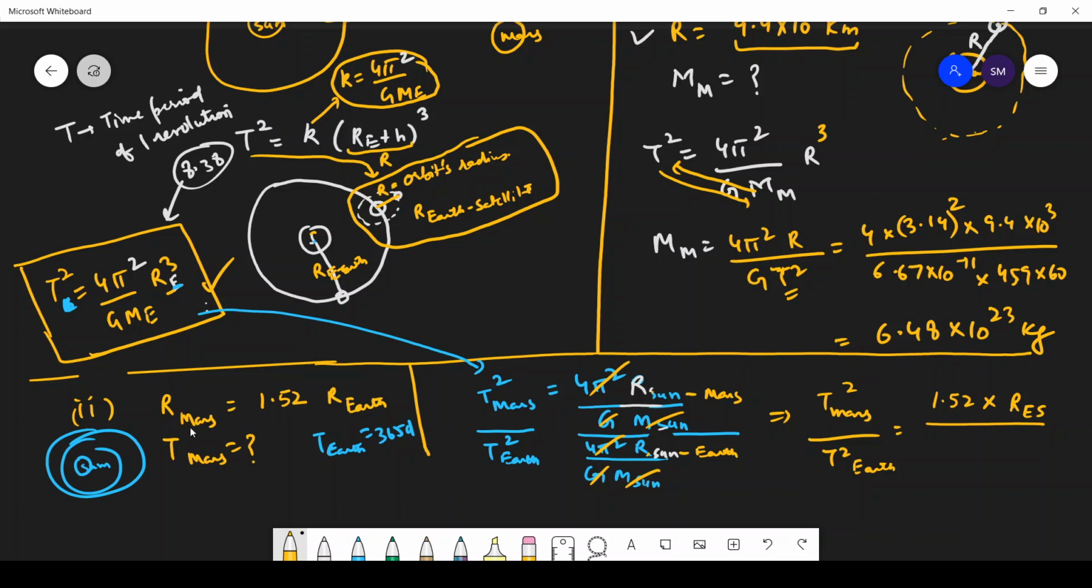The Martian orbit is 1.52 times the Earth orbit. So that's this value I have put over here, divided by this, the only term I am left with. This is the radius of the Earth-Sun orbit, so this will cancel out. And T square Mars is equal to 1.52 into T square Earth.